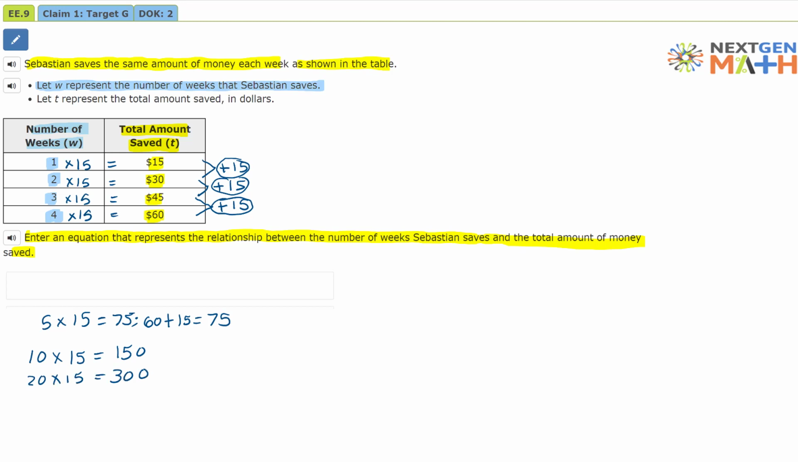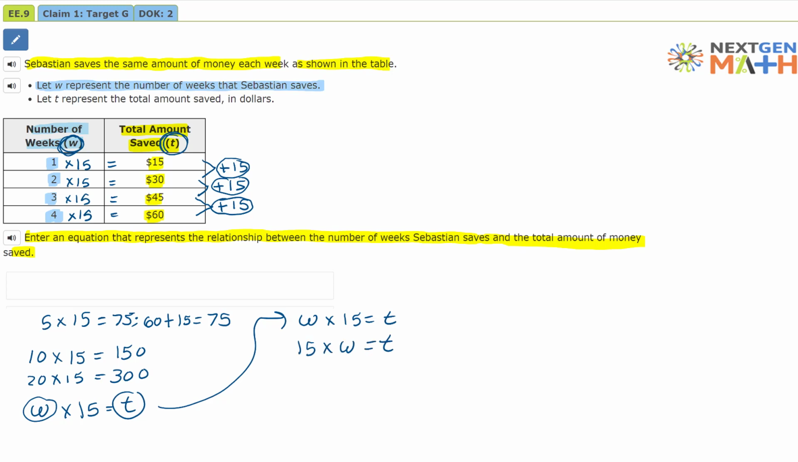But suppose we had W, because that's what this column represents. Well, if we follow our pattern with W, it's going to be W times what? 15, and that's going to equal the amount of money saved, and that amount of money saved is going to be T. So this is our general equation. So here's our equation. One way we could write this is W times 15 equals T. We could also write it as 15 times W equals T.